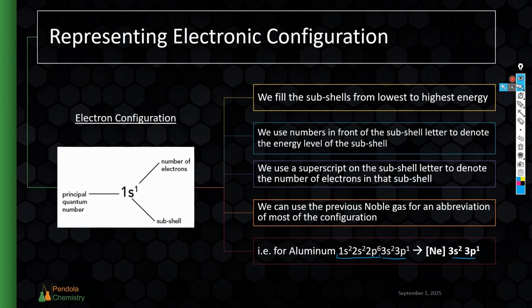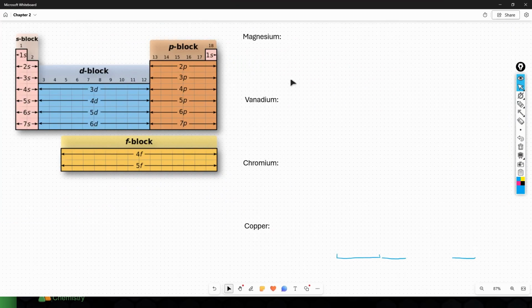So let's look at some examples that we can do for this. I'm going to bring this over here. We have here a few different elements that we can look at for the electron configuration. We're going to do the electron configuration first in the shorthand notation, the 1s notation, and then later on in the video we'll look at some other notations.